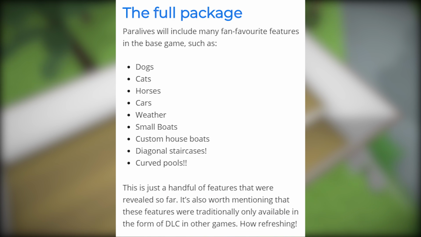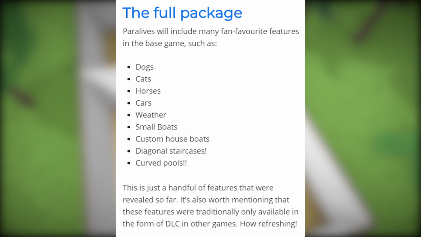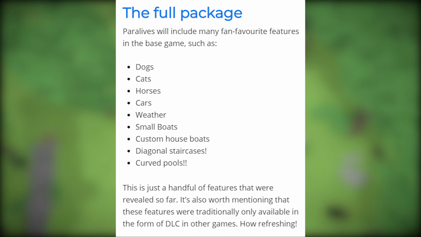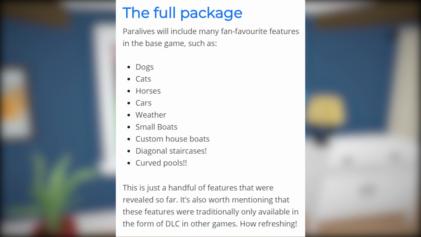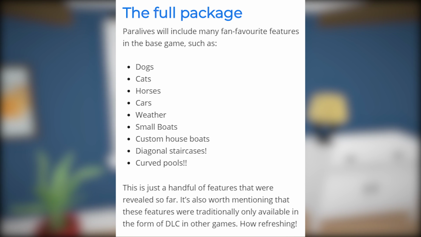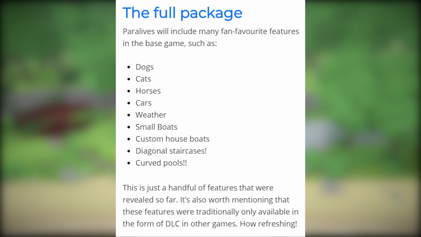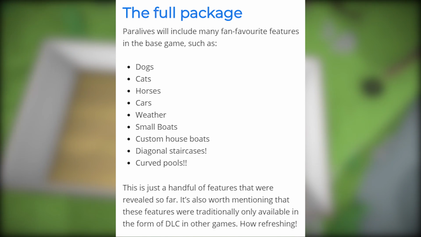Now we're at the point in this video where I can talk about my favorite things. Another article yet again from Paralives Hub, and this includes everything we know so far about the game. Paralives will include many fan favorite features in the base game, such as dogs, cats, horses, cars, weather, oh lord, small boats, custom houseboats, diagonal staircases, and curved pools. This is just a handful of features that were revealed so far. It's also worth mentioning that these features were traditionally only available in the form of DLC in other games.